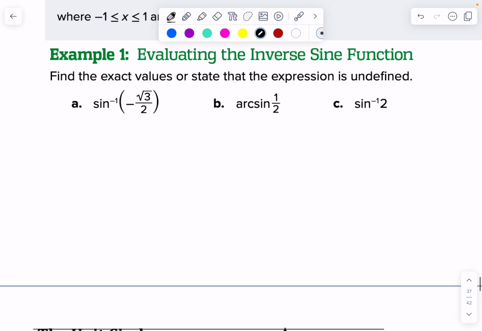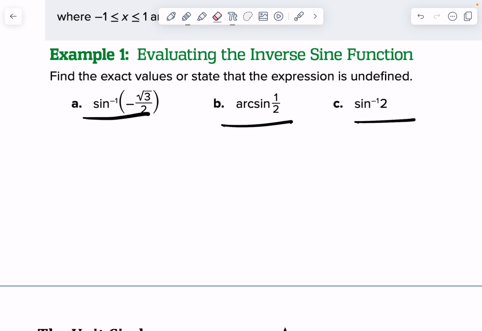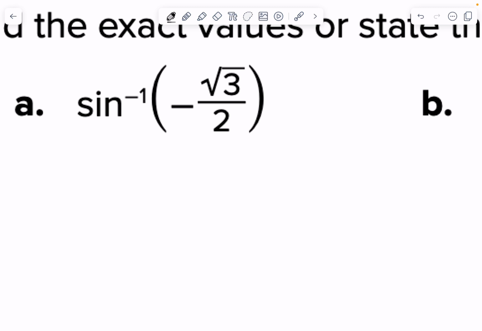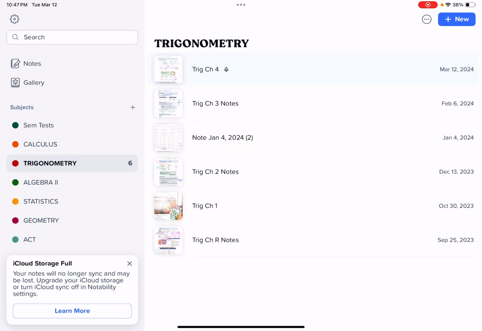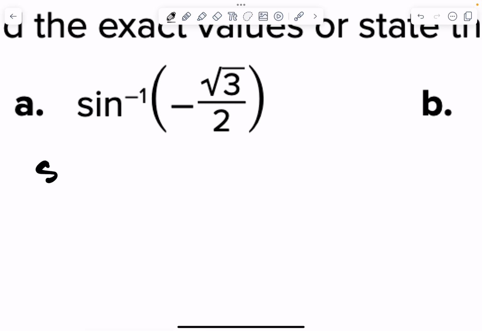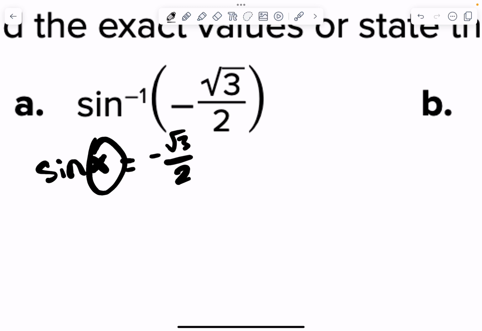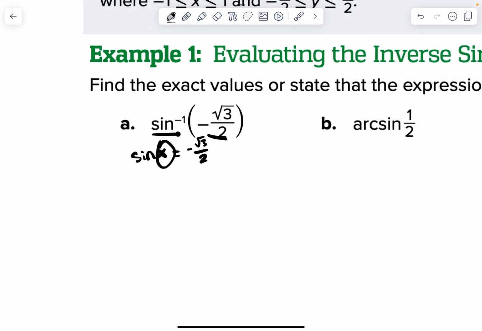Okay, so we're going to use our unit circle to figure out this stuff, all right? They want us to find arc sine or inverse sine of negative square root of 3 over 2. And again, this means that sine of some angle x equals negative square root of 3 over 2. I'm just trying to figure out what that angle is, right? So I do the inverse sine of negative square root of 3 over 2.